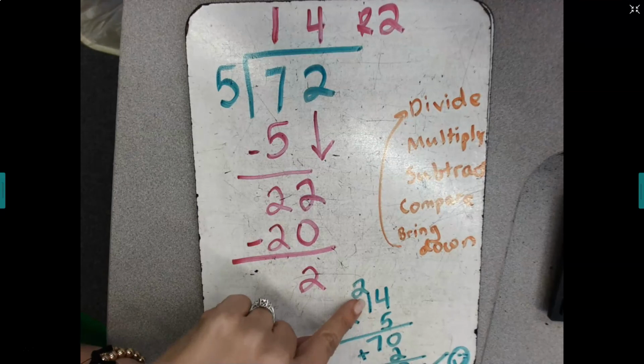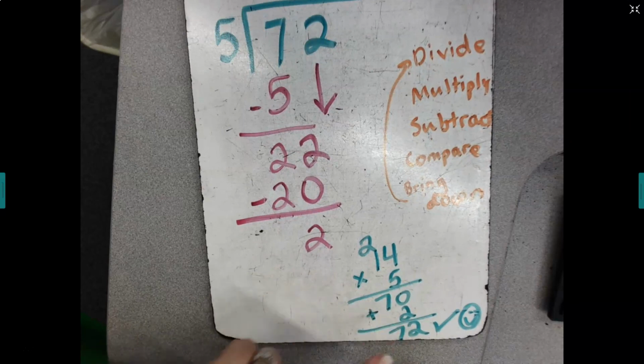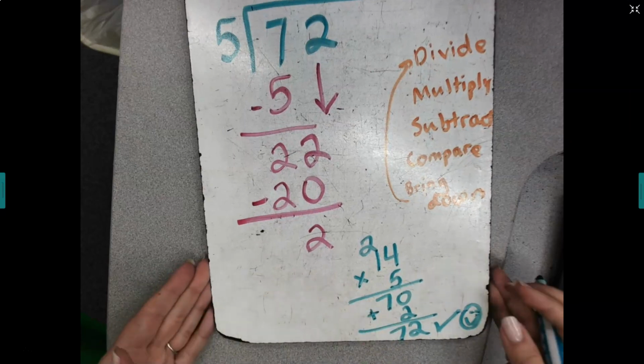So this means I can make 14 groups of 5. That will be 70. And then I'll have to add that extra 2 that's left over.